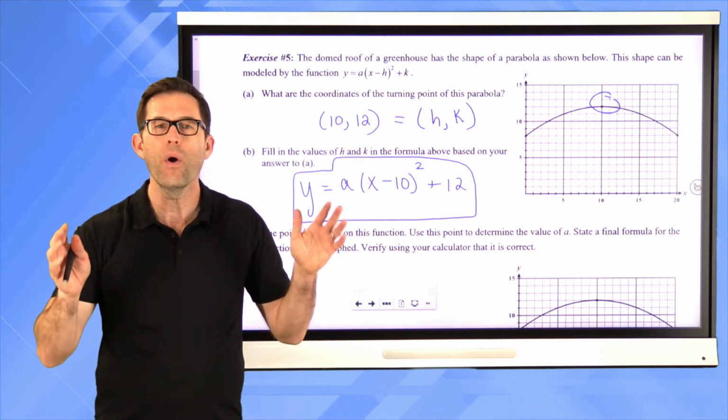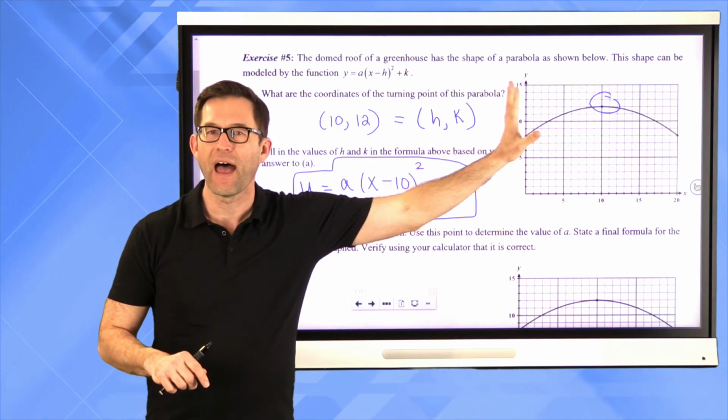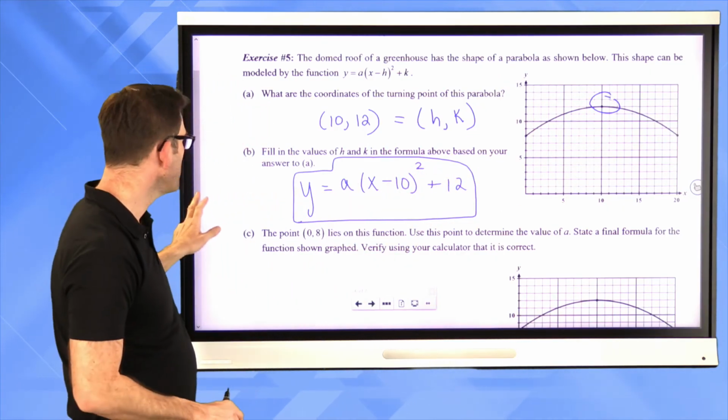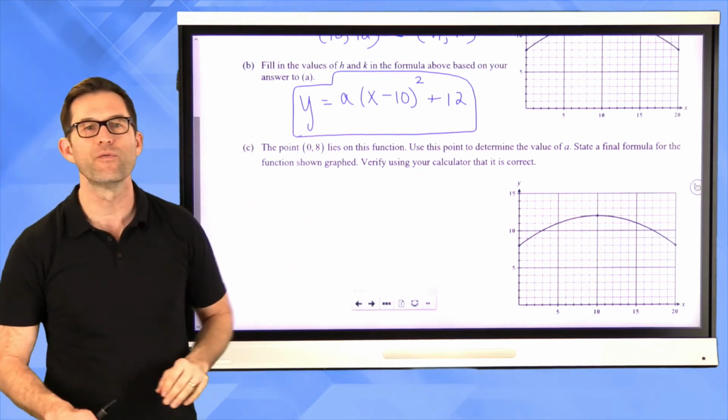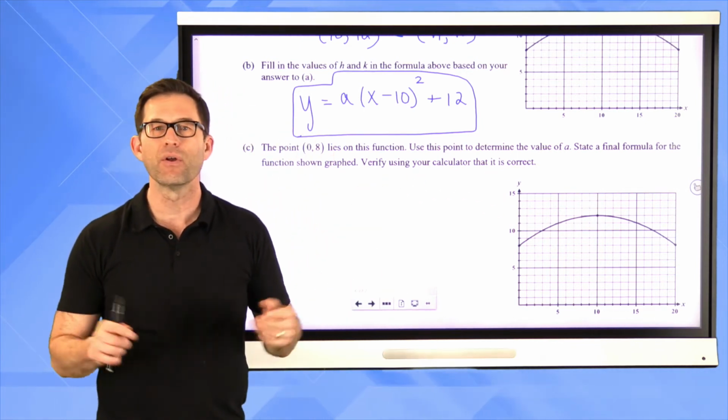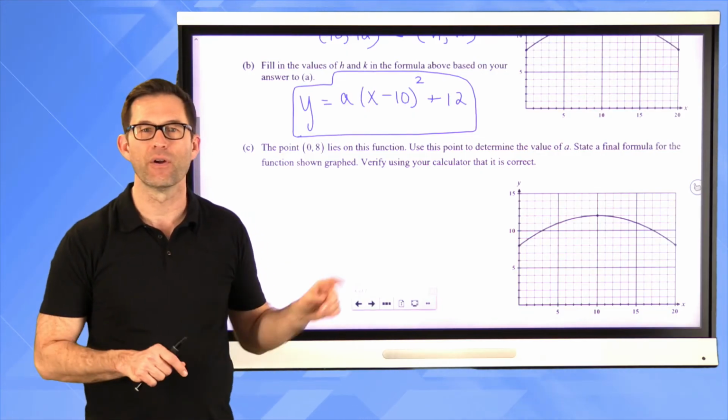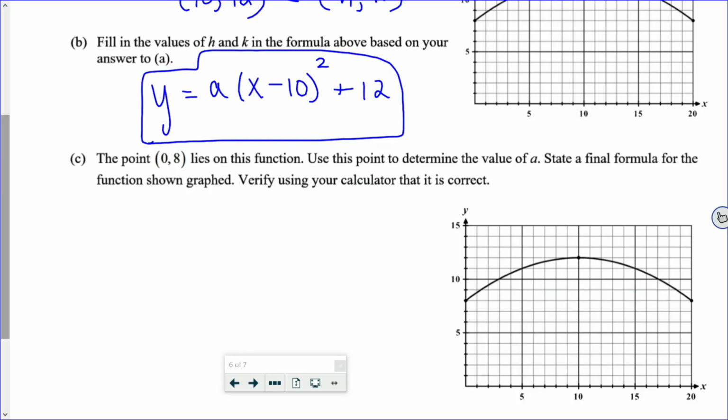We know the formula for this at that point. The problem is we still don't know the value of a, right? I'm trying to model this roof using an equation. I still don't know the value of a. So now let's figure it out in letter C. The point 0, 8 lies on this function. That's the point right here, okay? Use this point to determine the value of a. State a final formula for the function shown graphed. Verify using the calculator that it is correct.